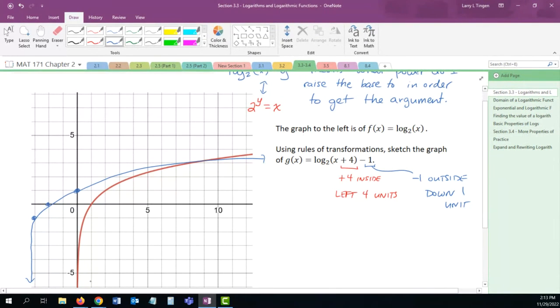And that's the idea. All right, so transformations work the same. The same rules apply. If you mess with the inside, it affects x. If you mess with the outside, it affects y. All right, so I'll stop there.